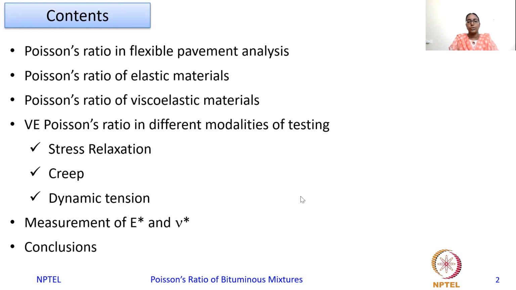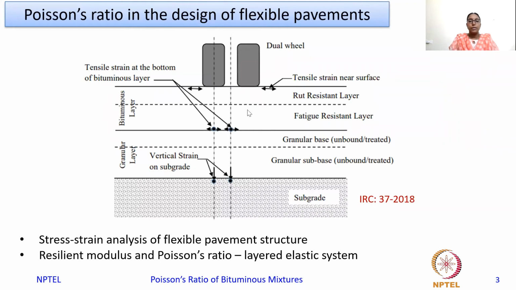And finally, the conclusions. So what we see here is a typical cross-section of a pavement structure taken from IRC 37. We know that it has different layers such as the subgrade, the granular layers, bituminous layers, etc. For the design, first we need to do the stress strain analysis of the pavement structure, for which we consider the layers or the system to be a layered elastic system, and the material parameters that are considered for the various materials such as granular and bituminous is the resilient modulus and the Poisson's ratio.